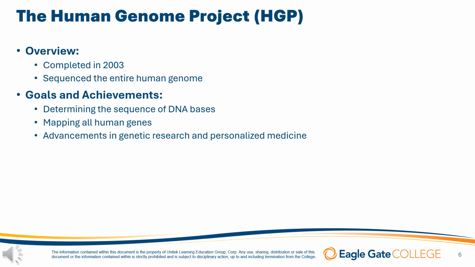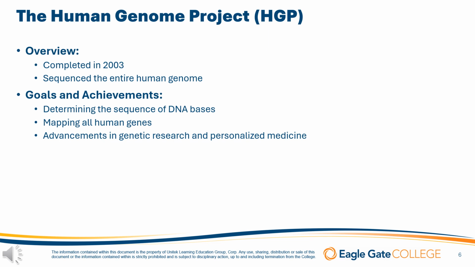The Human Genome Project, often abbreviated as HGP, is one of the most significant scientific endeavors of our time. The HGP was officially completed in 2003 after 13 years of intensive research and collaboration among scientists worldwide. This international effort was coordinated by the National Institutes of Health, the NIH, and the Department of Energy, the DOE, in the United States, along with numerous universities and research institutions across the globe.